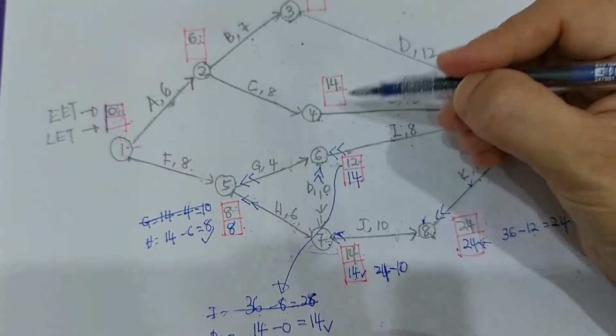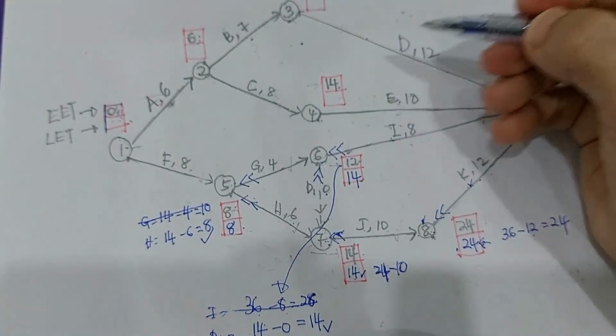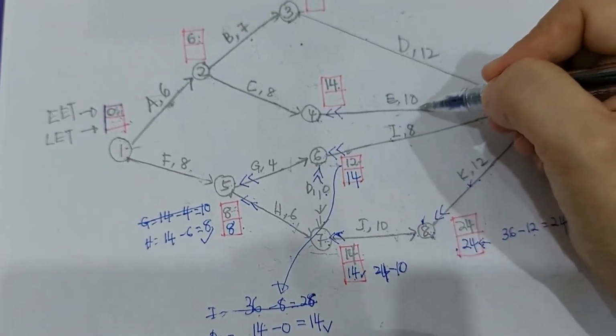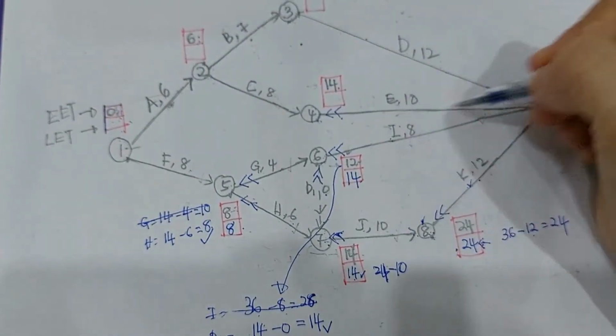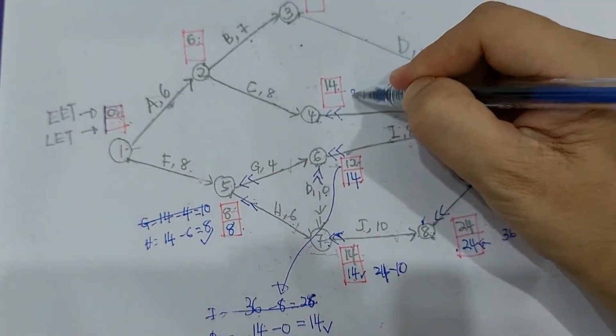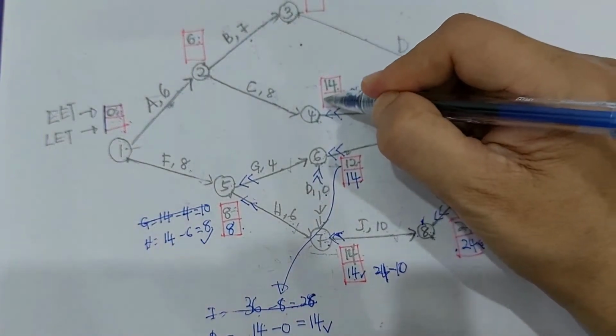Then from number 5, we go to event number 4. How many lines are pointing at event number 4 backward? We have only one line over here, that is for activity E. So E comes from event number 9. This is the previous LET. 36 minus 10, the duration for E, so over here is 26.